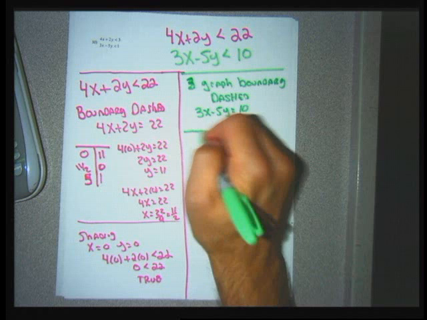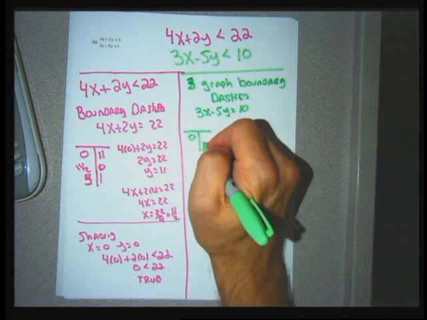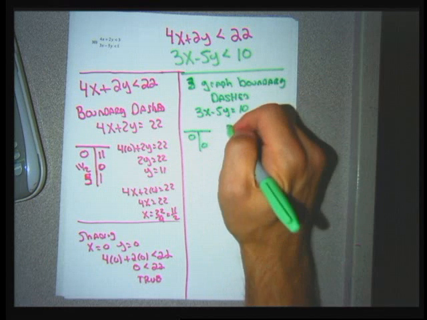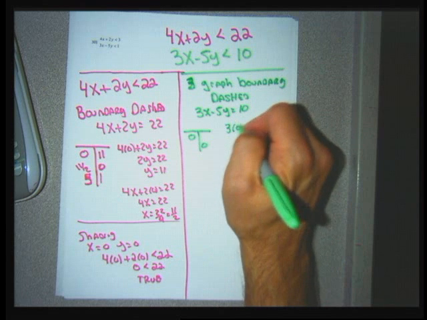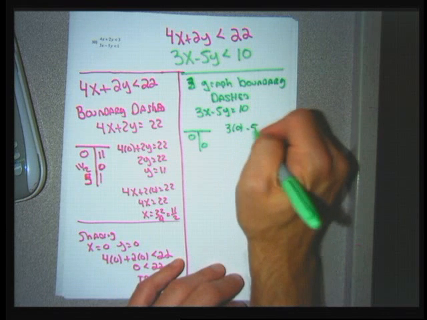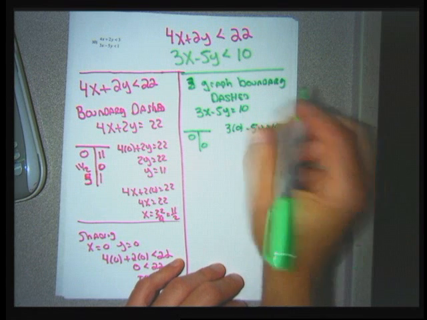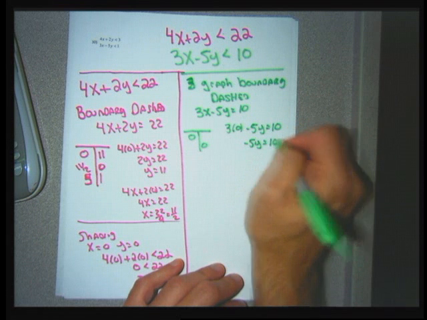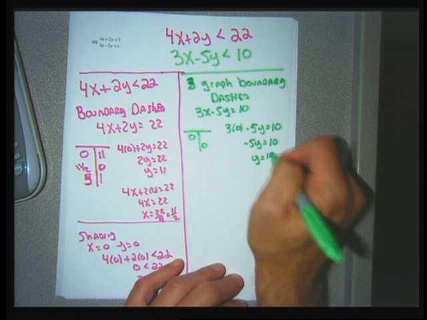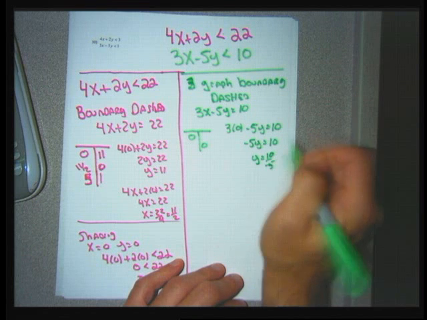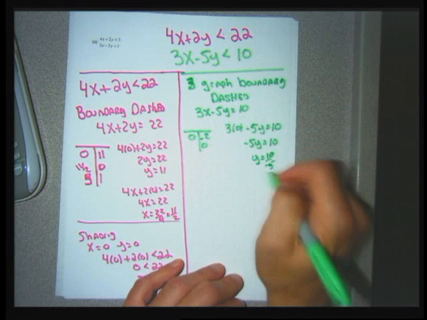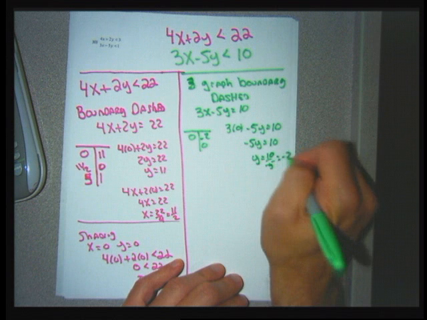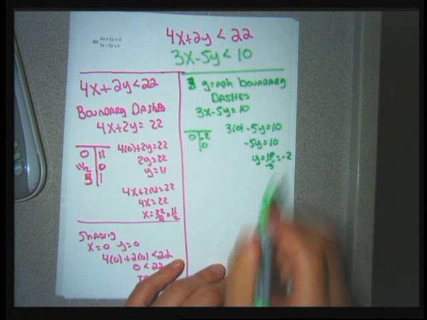Do my zeros, 0 for x, 0 for y. 0 for x is a good one. I get 3 times 0 minus 5y equals 10. This gives me negative 5y equals 10. So y is 10 over negative 5, which is negative 2. That's the friendly one.